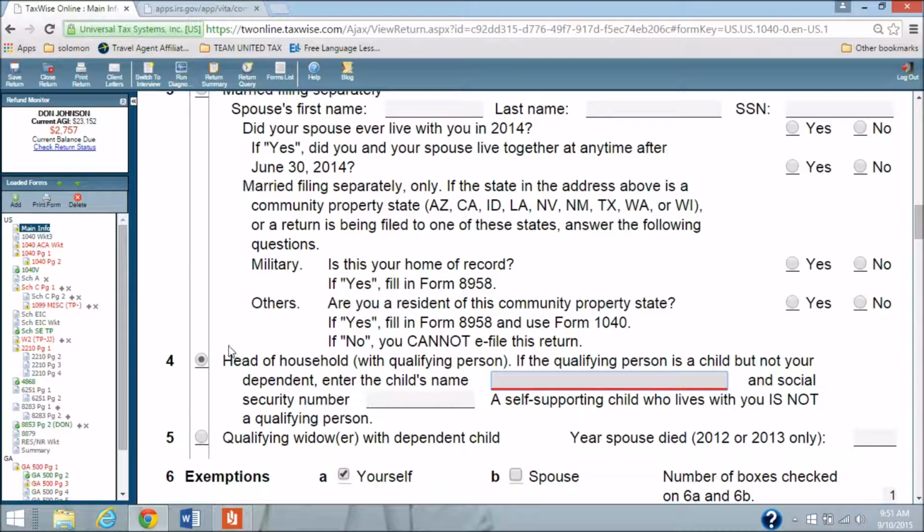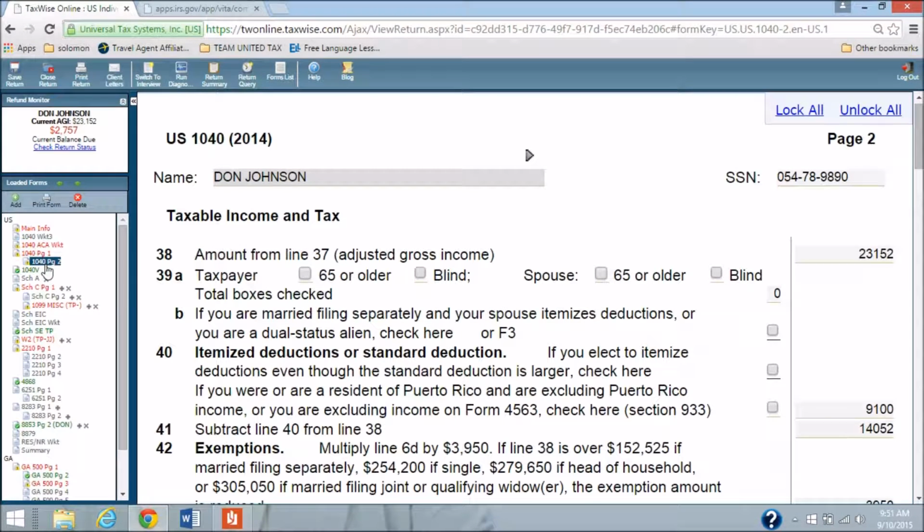Now I'm going to go back over to the forms tree right over here, and I'm going to click on 1040 page 2. Now when we go to line 40, we see that it went up to $9,100. So when you're selecting a filing status, what is actually taking place is it's calculating an amount, which is called the standard deduction. Okay, so for 2014, it was 9,100 for head of household.